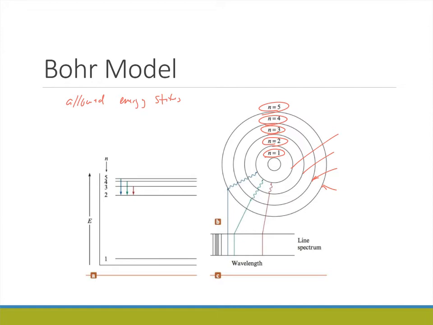So Bohr said, well, this would only work if electrons existed in discrete energy states, these allowed energy states. And using the hydrogen line spectrum that we had looked at, he actually came up with a semi-quantitative model in which he came up with what we call the n value, which we're going to find out is called the principal quantum number.